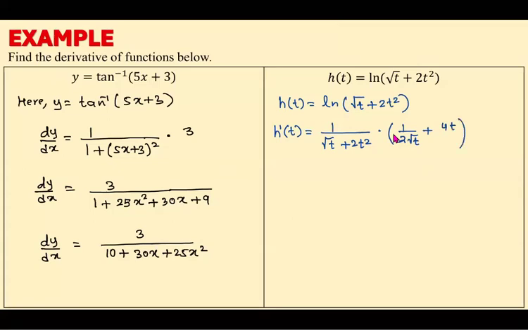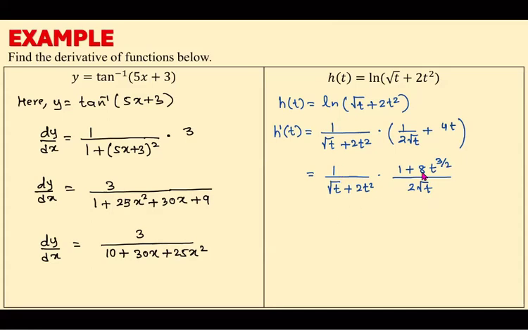We can simplify this a little bit. The first fraction, I'm going to write as it is, 1 over square root of t plus 2t squared. For the second function, the LCD will be 2 square root of t. If I want to combine these two, the least common denominator will be 2 square root of t. And then if we simplify, the numerator will be 1 plus 8t raised to 3/2, or t raised to 1.5.